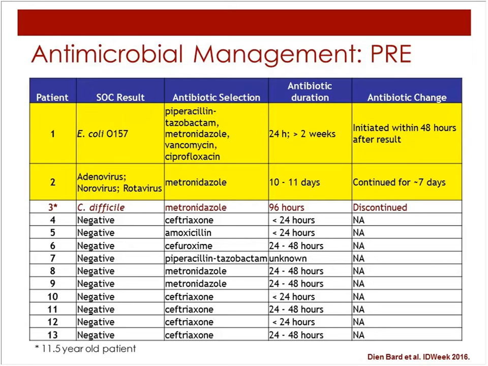So despite treatment initiated in all 13 of these patients, standard of care testing was only ordered on 5 of these patients. And of the 5, 3 patients were positive, for a co-detection of norovirus, adenovirus, and rotavirus, C. difficile, and then E. coli 0157.